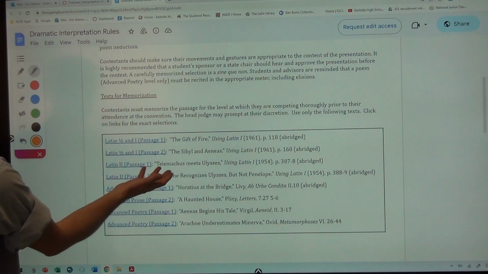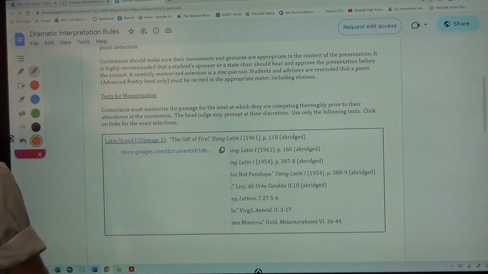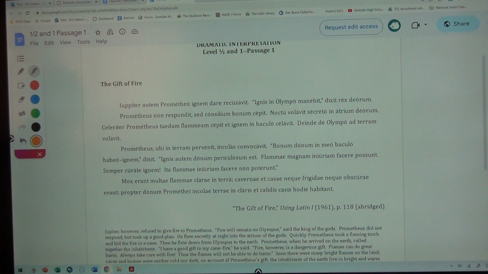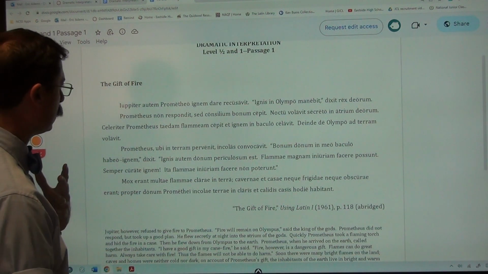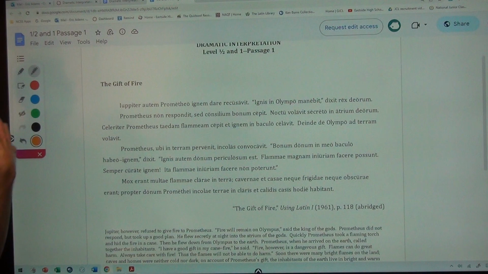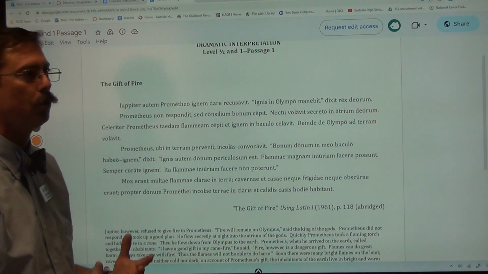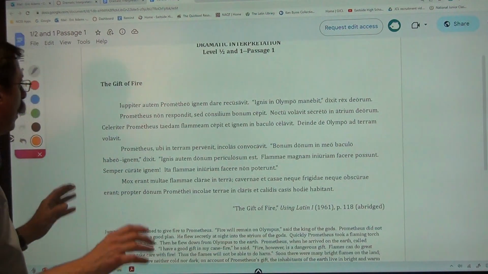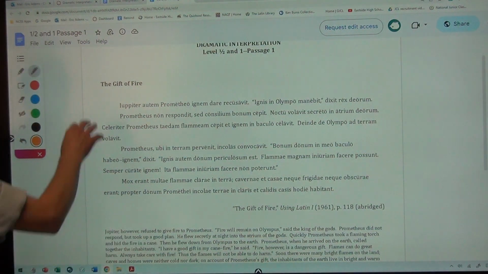When you look at the passage, let's look at this first one, which is the gift of fire. As you can see, that's how long it is, and all you have to do is memorize it and then deliver it. As long as you do it well, your pronunciation is good, and you are showing the dramatic interpretation of the passage, then you will have an opportunity to do well.